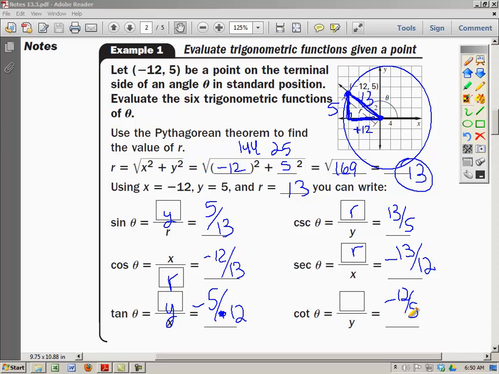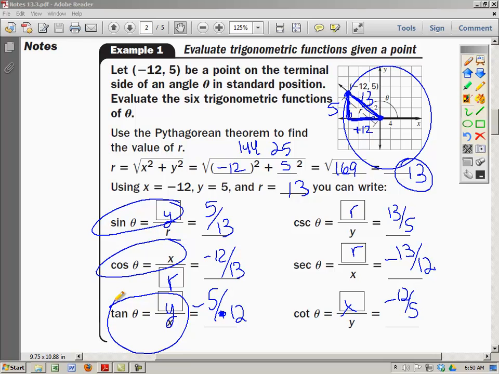All right, so it's pretty obvious that what we have to do here first is find that radius, and then we can set up our 6 trig values. If you can remember that sine goes with y, cosine goes with x, and tangent is y over x, I'm going to show you a way to remember that a little bit better in the next piece, in the unit circle.